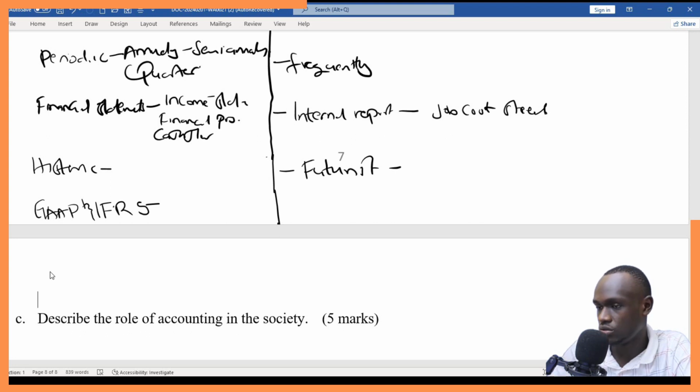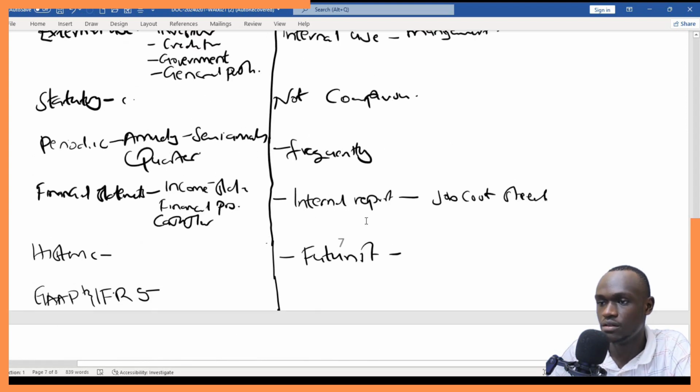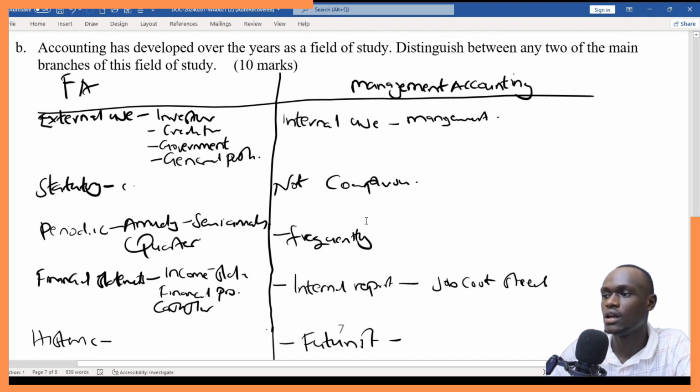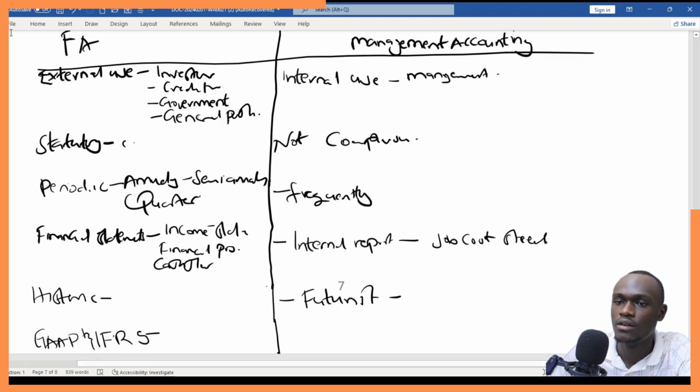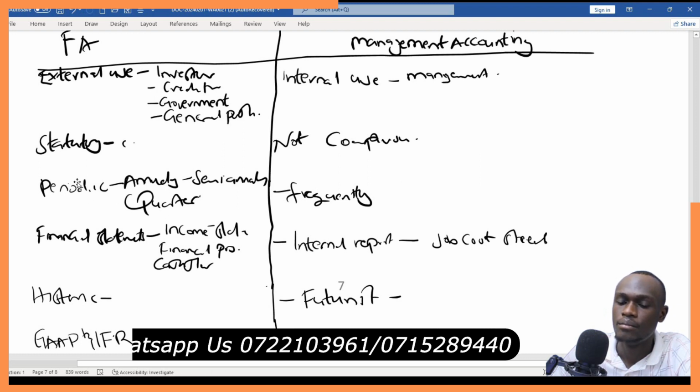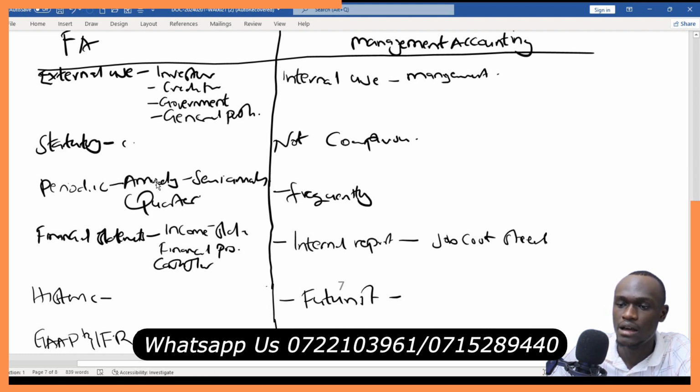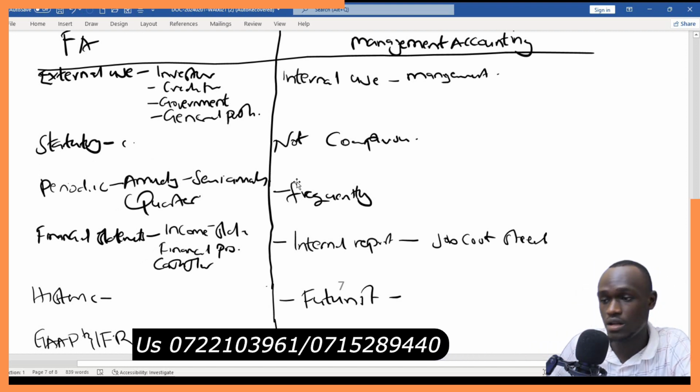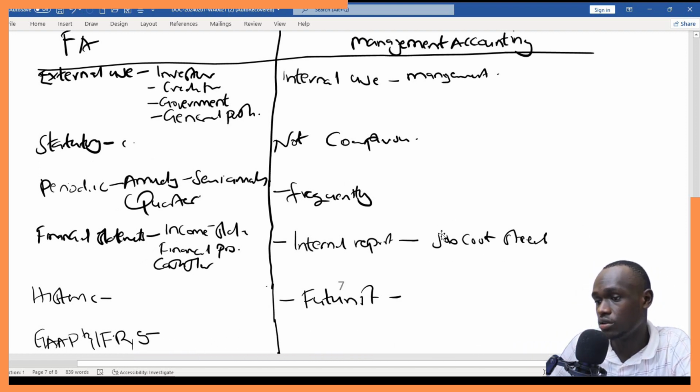I think that's all. Those are some differences of financial accounting and management accounting. To summarize, financial accounting is meant for external users, while management accounting is for internal. Financial accounting is statutory. Management accounting is not compulsory. Financial accounting reports are prepared periodically, that's either annually, semi-annually, or quarterly. But management accounting reports are prepared frequently.